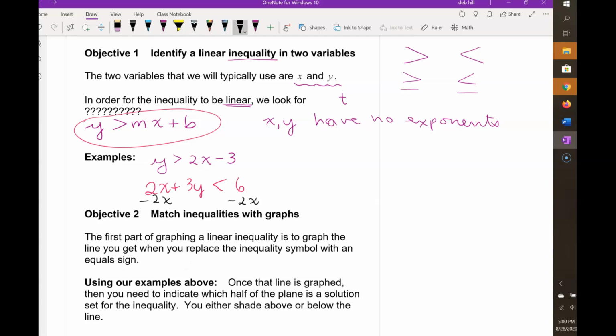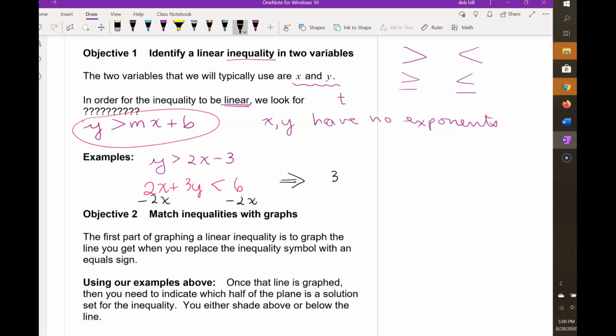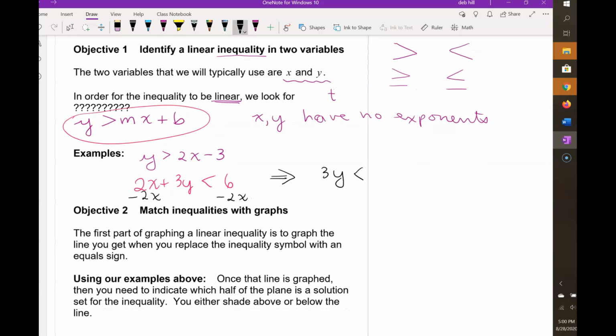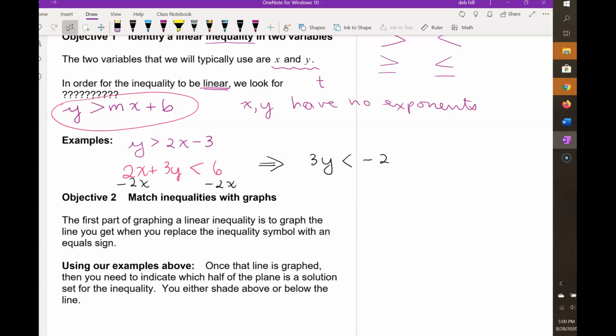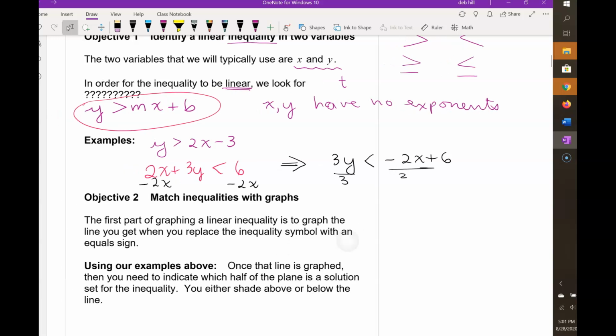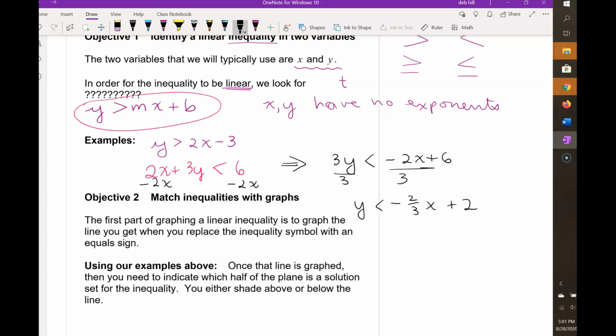So we could subtract 2x from both sides, and I'm going to work horizontally since I'm out of space. So then I'd have 3y is less than negative 2x plus 6. And then I would divide both sides by 3 and have y is less than negative 2/3 x plus 2. And I can see that the m is negative 2/3 and the b is 2. So this fits the model. It matches this formula. So even though it looked different to start with, because we can rewrite it in that form, it meets the definition.